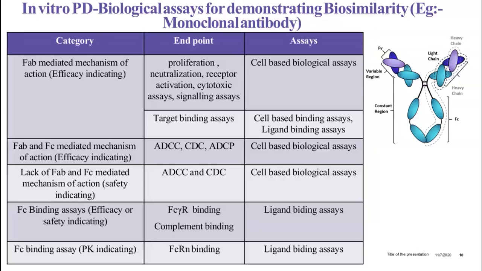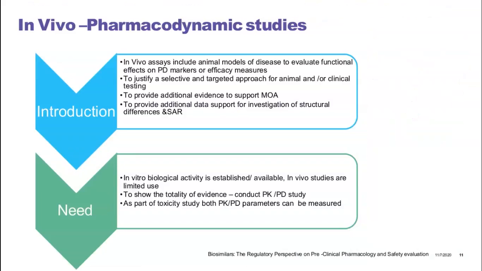So this can be studied in rodents for monoclonal antibodies just by using these ligand binding assays. In a nutshell, these are the different cell types and biological activities we use to show biosimilarity, to show the in vitro mechanism of action. These are the different assays we use. Then coming to the in vivo pharmacodynamic activity.